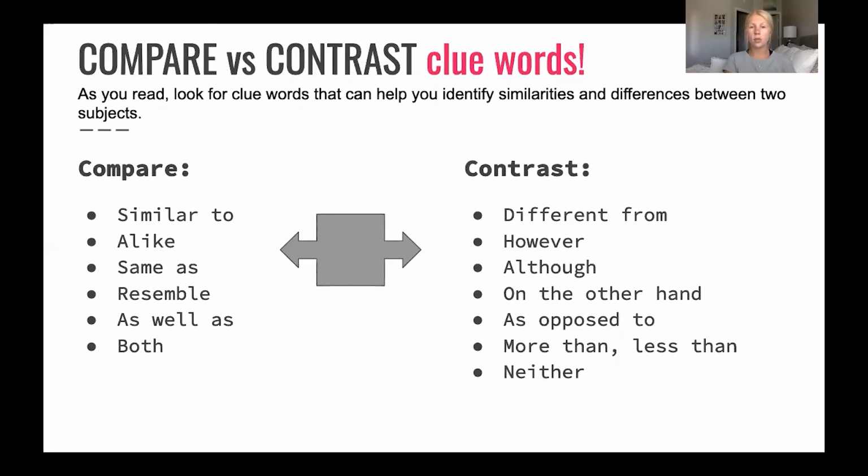So for compare, some clue words are similar to, alike, same as, resemble, as well as, and both. Some clue words for contrast would be different from, however, although, on the other hand, as opposed to, more than, less than, and neither. So these are our clue words for compare and contrast.